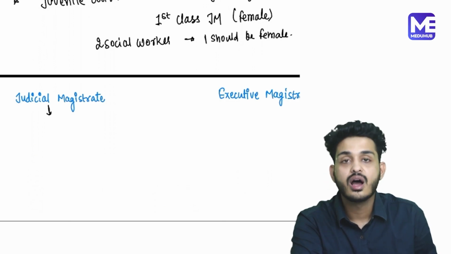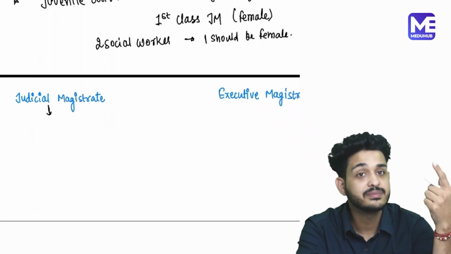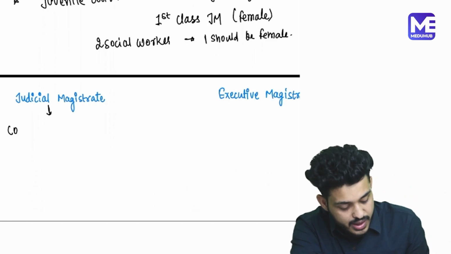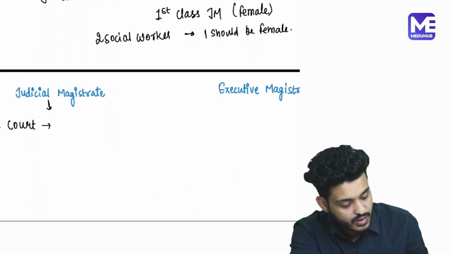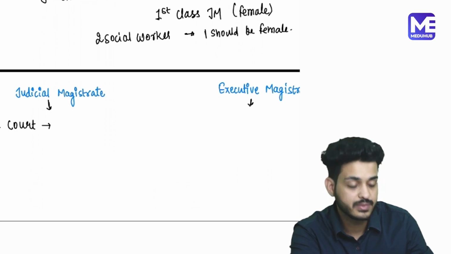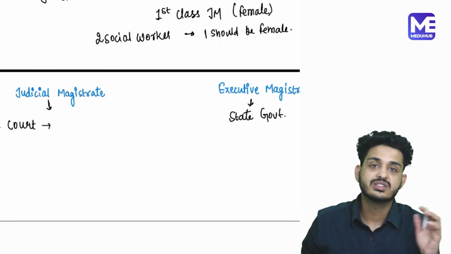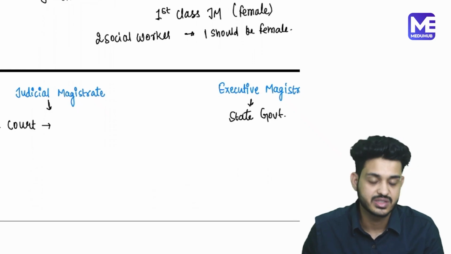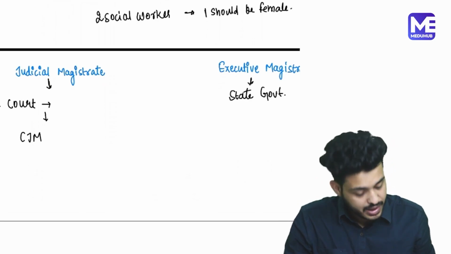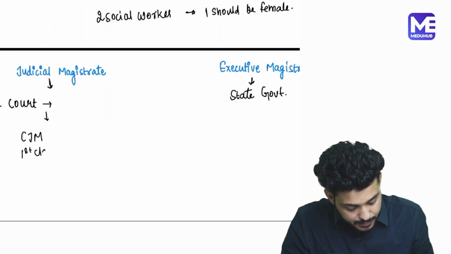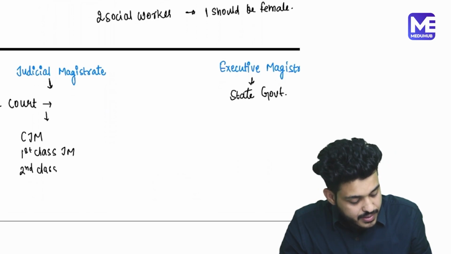The judicial magistrate will be appointed by the court. Remember, guys, the High Court will be appointing the judicial magistrate. And the executive magistrate will be appointed by the state government. Whatever state government is there, they will appoint the executive magistrate. Judicial magistrates are the chief judicial magistrate, the first class judicial magistrate, and the second class judicial magistrate.